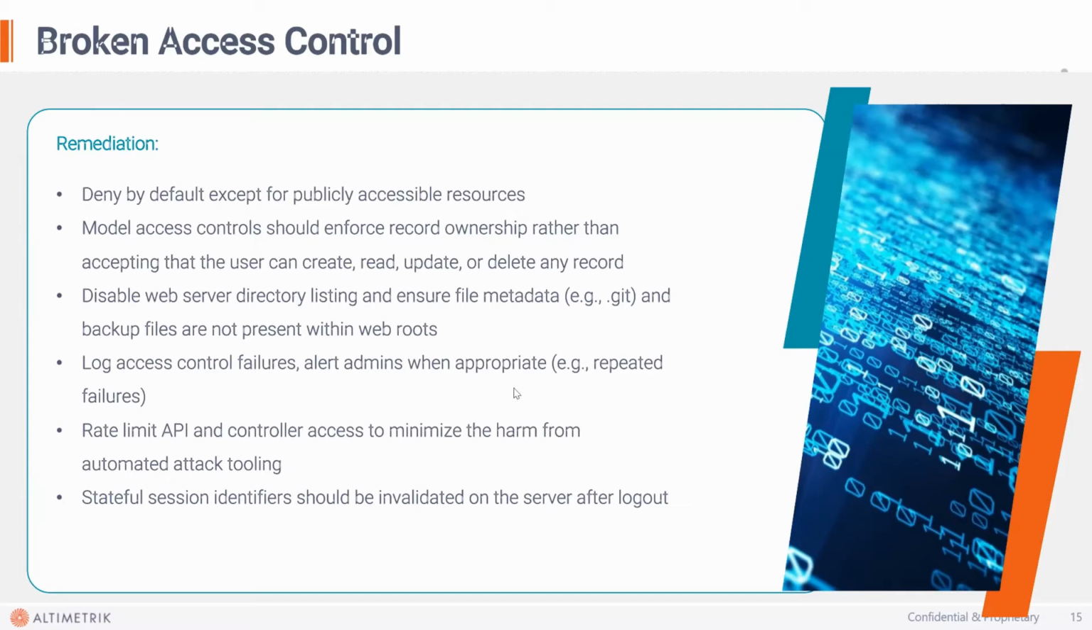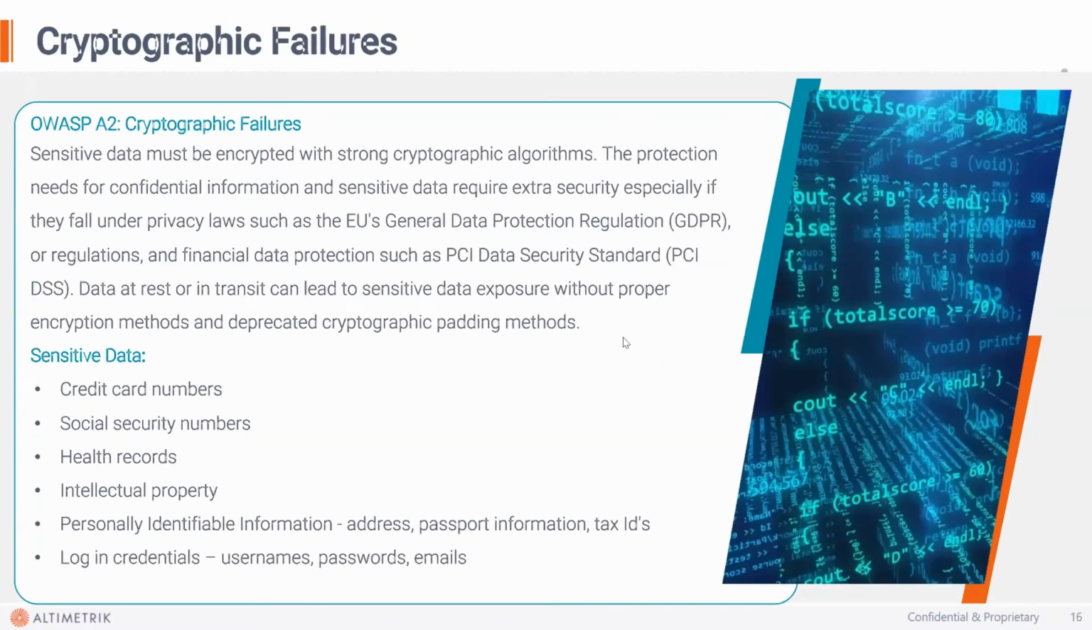Okay, so moving on. The next vulnerability on the OWASP Top 10 is cryptographic failure. Sensitive data must be encrypted with strong cryptographic algorithms.